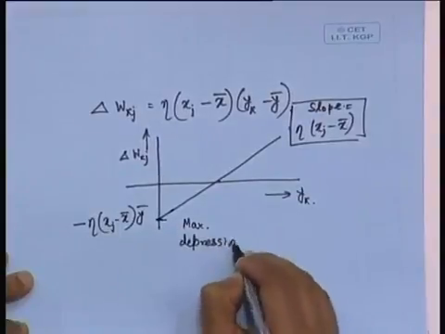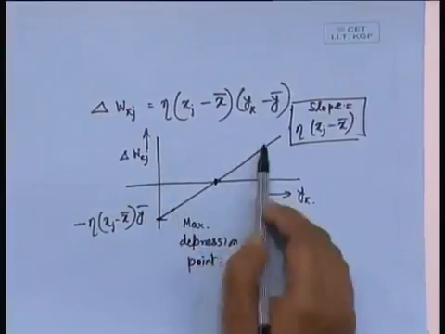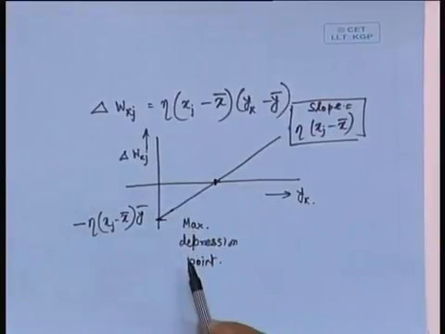So, in this case you can see that it is not that delta Wkj has to increase all the time. When Yk is equal to y bar, delta Wkj is going to be equal to 0, above that it is going to be positive, and below that it is going to be negative. So, the covariance hypothesis has a stability effect. Yes, any questions on this?